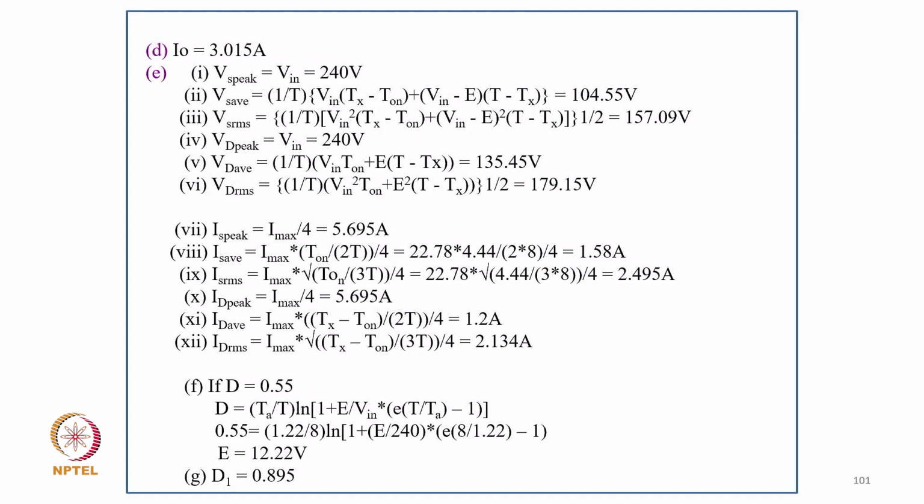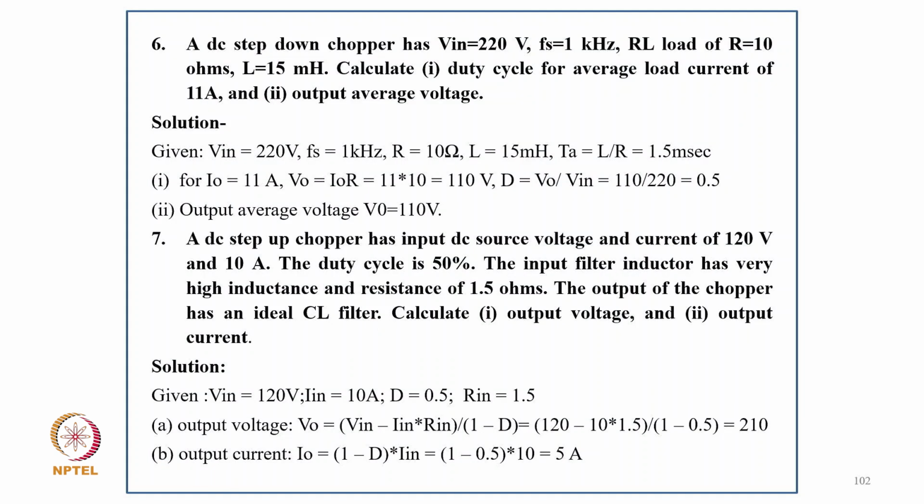If D equal to 0.55, putting the value of this, E comes 12.22, and D1 comes typically 0.895. So coming to numerical example 6, the step down chopper has V_in equal to 220 volt, fs equal to 1 kilohertz, RL load R 10 and L 10. Calculate the duty for the average load current to be 11 ampere, and the output average voltage. All data are given. So for I equal to 11, V equal to I_0 R, so it's 110, and D comes here 0.5, and output average voltage will be 110 volt.